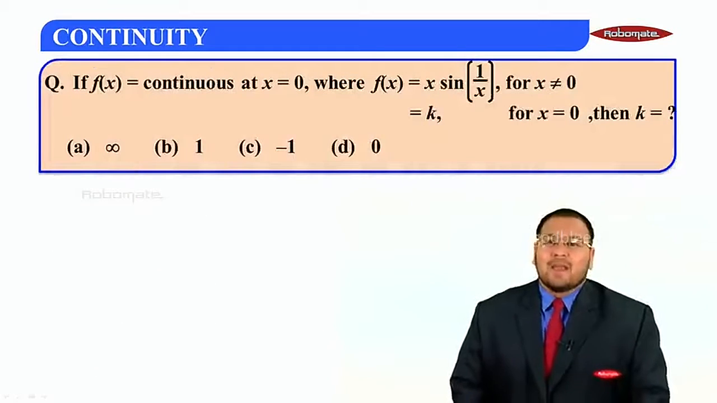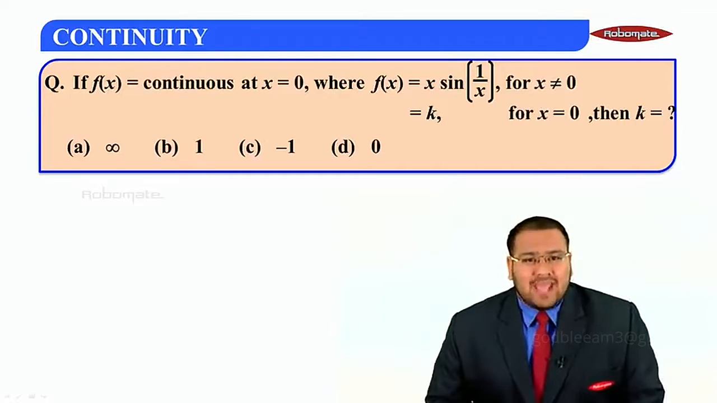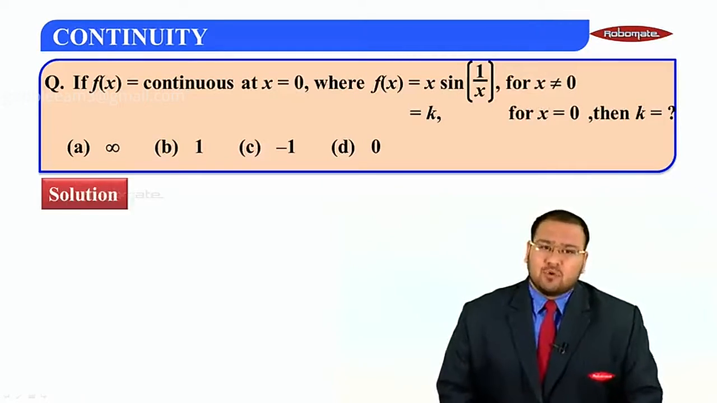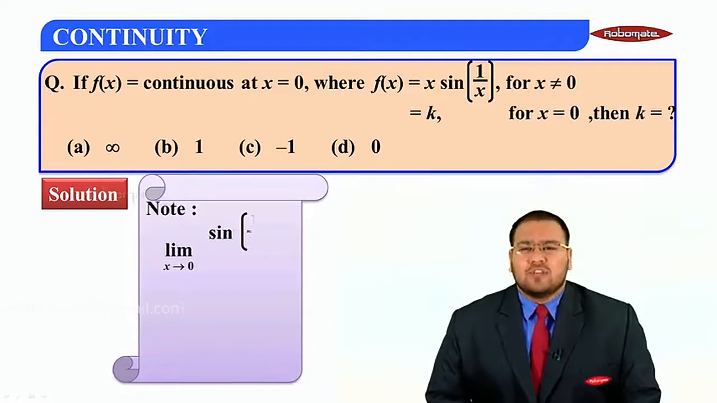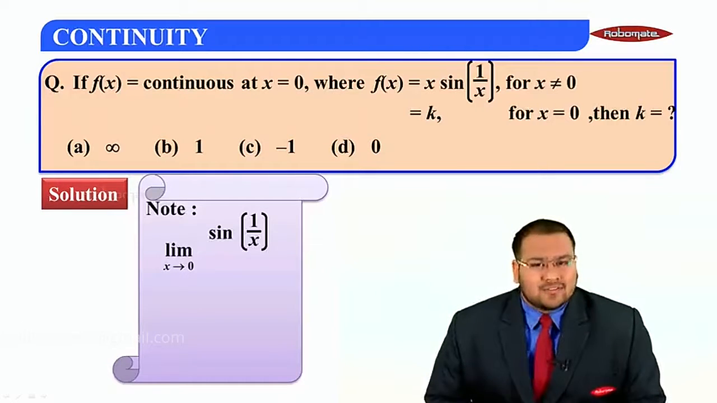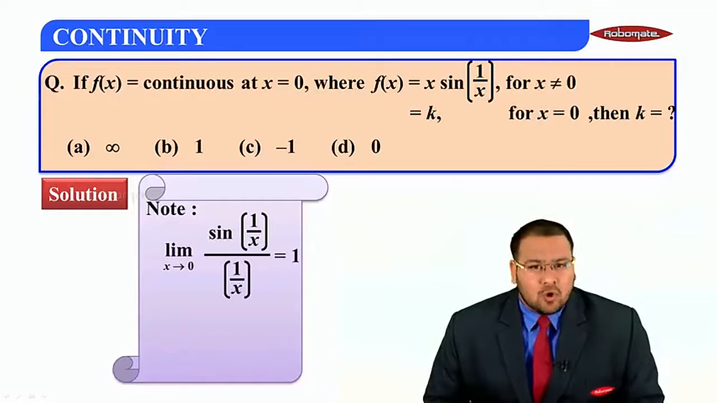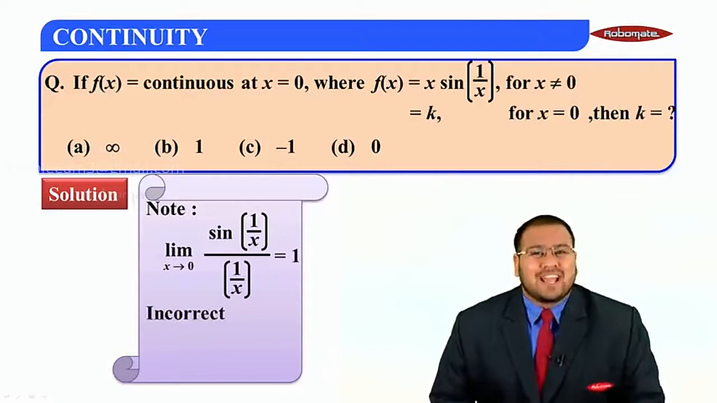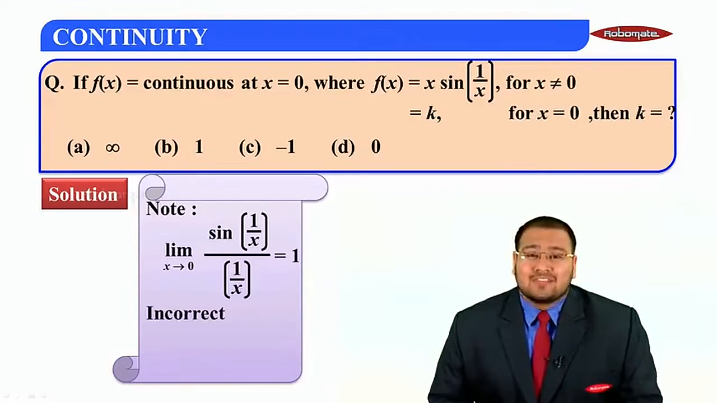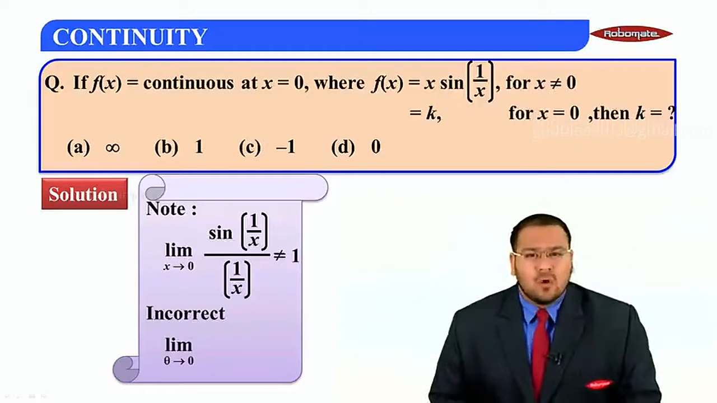Moving ahead. If a function is continuous at x equal to 0, where the function is x into sine of 1 by x, you need to find the k for x equal to 0. All of you are very sure that when x is tending towards 0, sine of 1 by x, shall we write that x as 1 by x? So, whose answer would be 1, right, according to you? No, it is incorrect. Sine of 1 by x upon 1 by x when x is tending towards 0 is not equal to 1. Why?